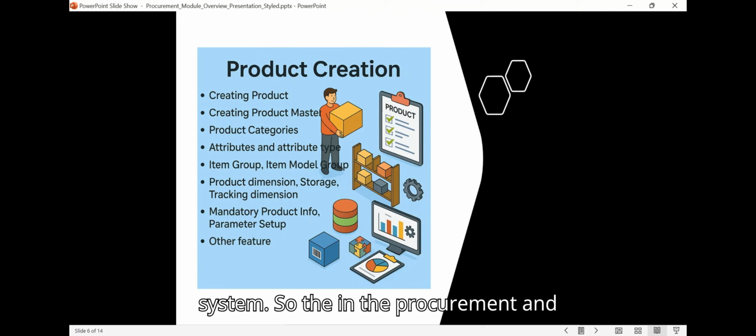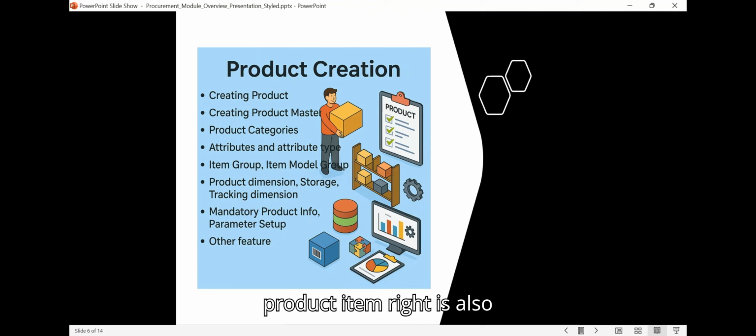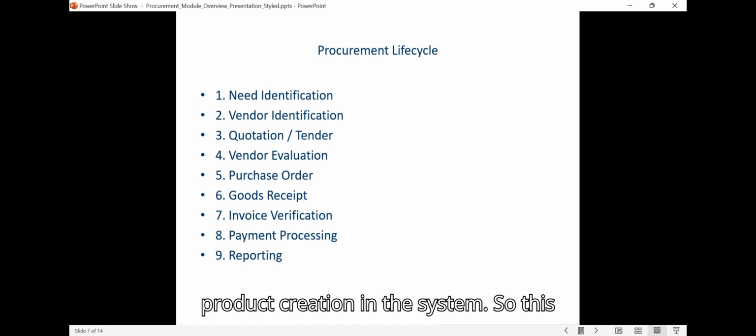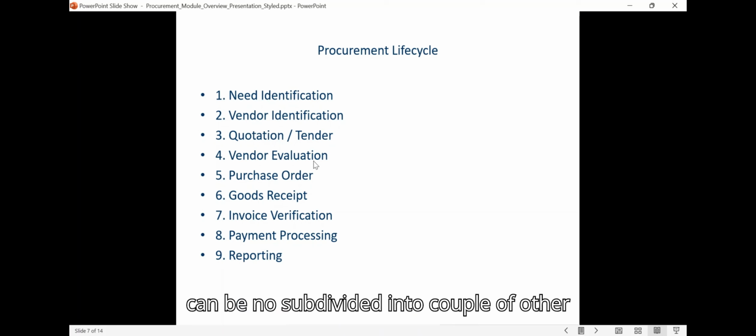So in procurement and sourcing, vendor creation is very important, and managing the product item is also very important. We're also going to talk about product creation in the system. So this is the whole procurement life cycle, right? First is need identification, which is the requisition we talked about, then vendor identification, quotations, vendor evaluation, purchase orders, goods received, invoice verification, payment processing, and reporting.